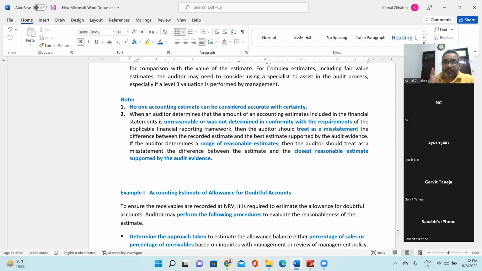Second key thing is, when an auditor determines that the amount of an accounting estimate included in the financial statement is unreasonable or was not determined in conformity with the requirement of the applicable reporting framework, then the auditor should treat the difference as a misstatement. If the difference is material to the financial statement, then you can qualify the report. And if it has pervasive impact, then you can go with the adverse opinion. Make sense? How do you conclude on accounting estimate?